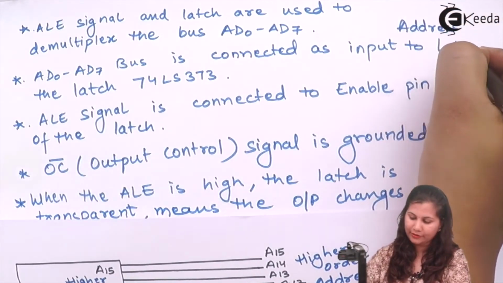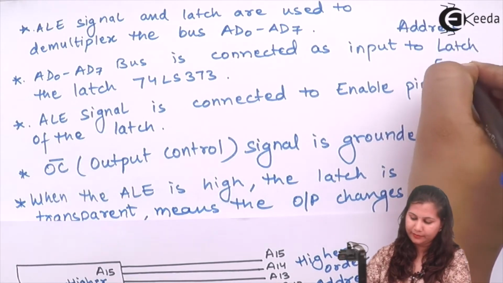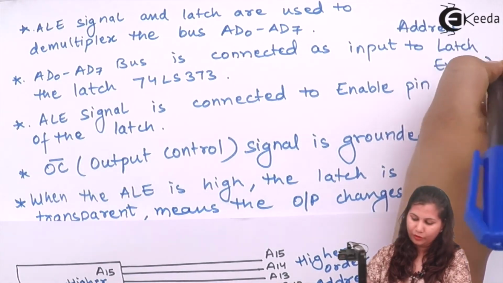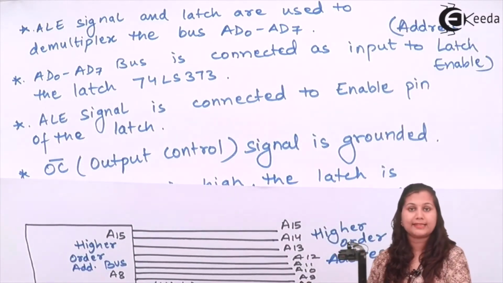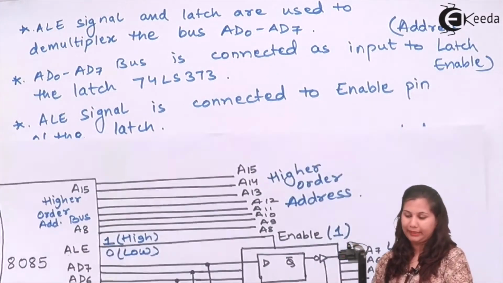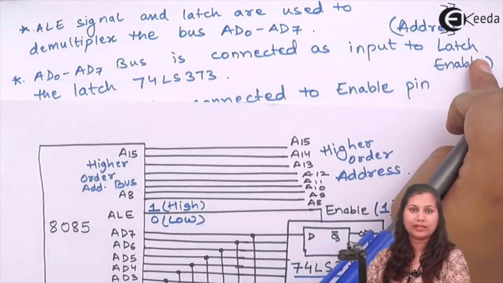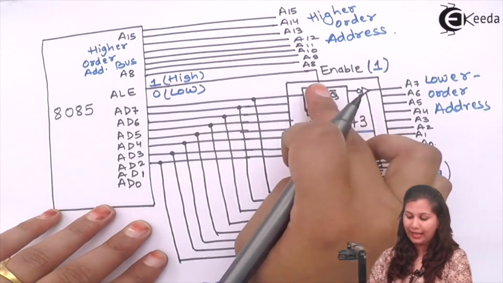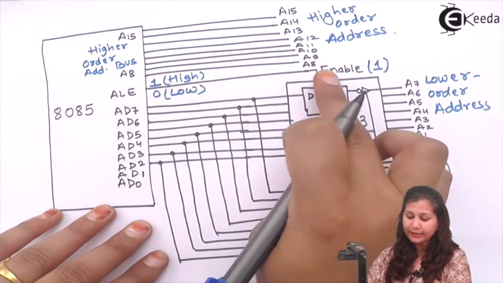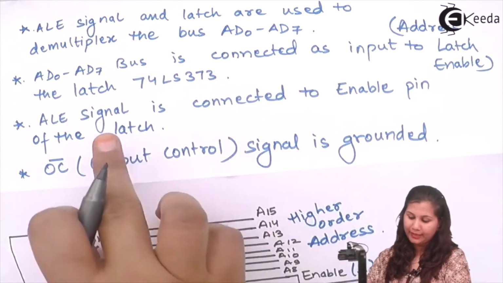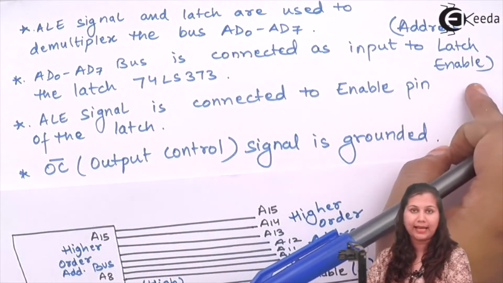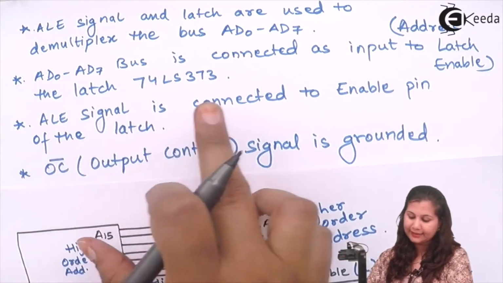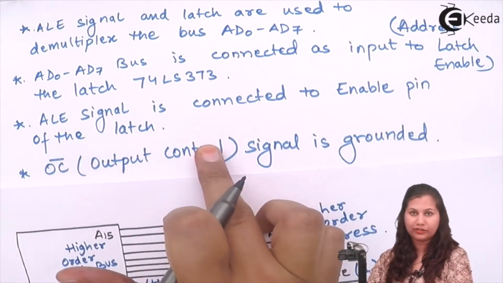Address latch enable. This signal is especially used for the demultiplexing. That is why its name is address latch enable, because it is enabling this address latch which is here. It is connected to the enable pin. So the ALE signal is connected to the enable pin of the latch.